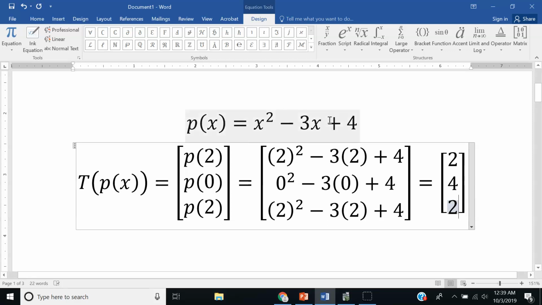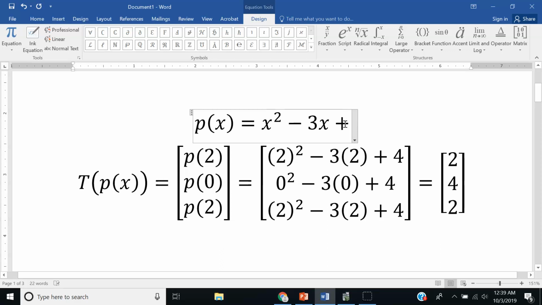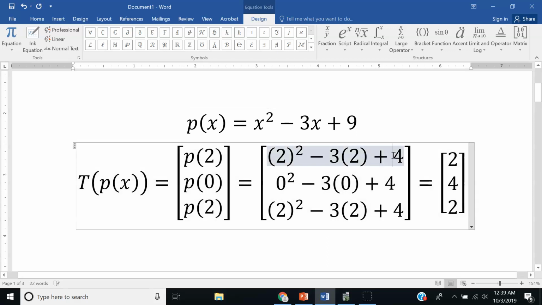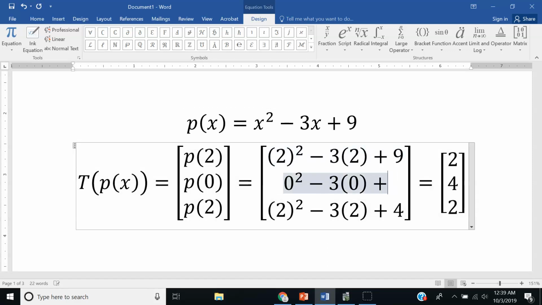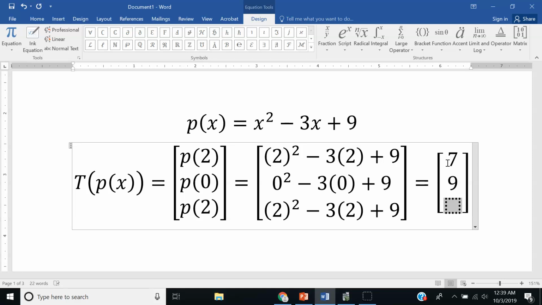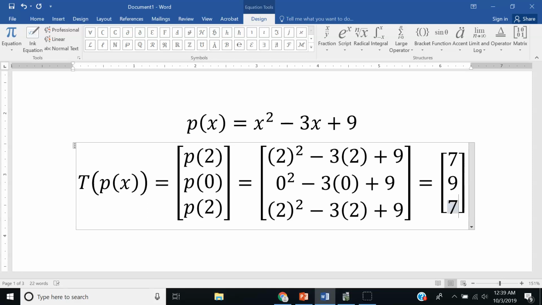So that's what's happening. And if you change your polynomial, let's say I change it slightly to something, instead of having plus 4 at the end, let's say we had plus 9 at the end. All you would have done is plugged everything into that polynomial. And then all of a sudden you get a vector output, which is 7, 9, 7. Okay, so that's what this transformation is doing.